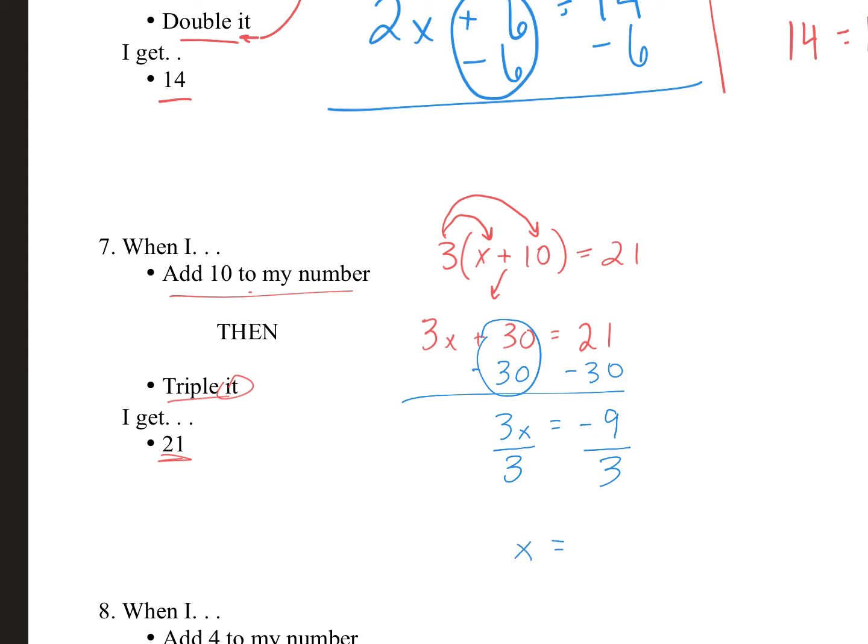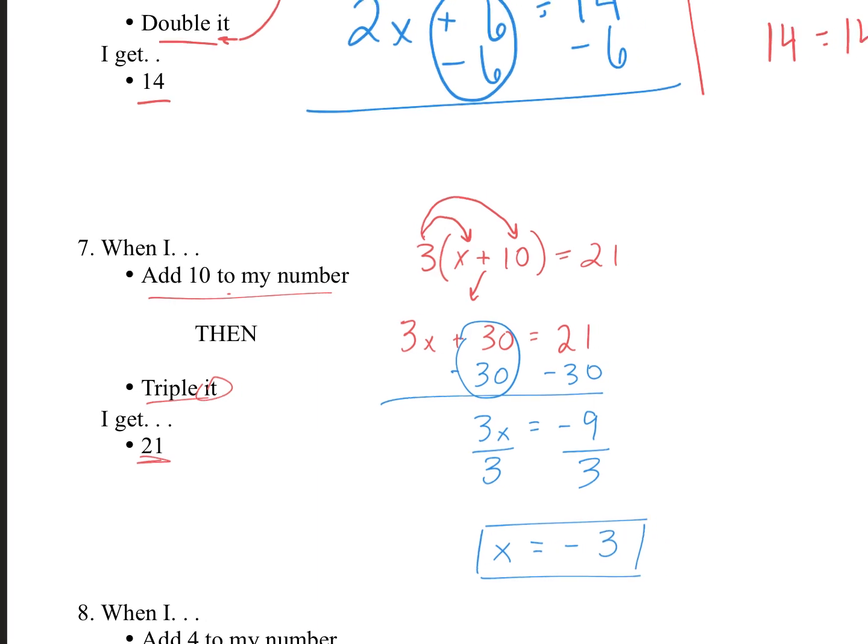And then negative 9 divided by 3. A negative divided by a positive is going to be negative, and 9 divided by 3 is 3. So that answer is x equals -3.